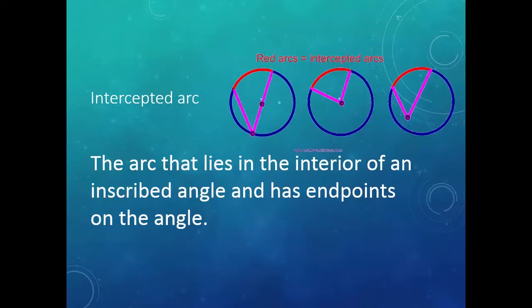Intercepted arc. The arc that lies in the interior of an inscribed angle and has endpoints on the angle. So here are some examples of intercepted arcs. The red part is the intercepted arc. Here we have an inscribed angle, and the red part is the intercepted arc of this inscribed angle. This one looks like it might be a central angle, and again we have an intercepted arc, and here's another example with an intercepted arc.